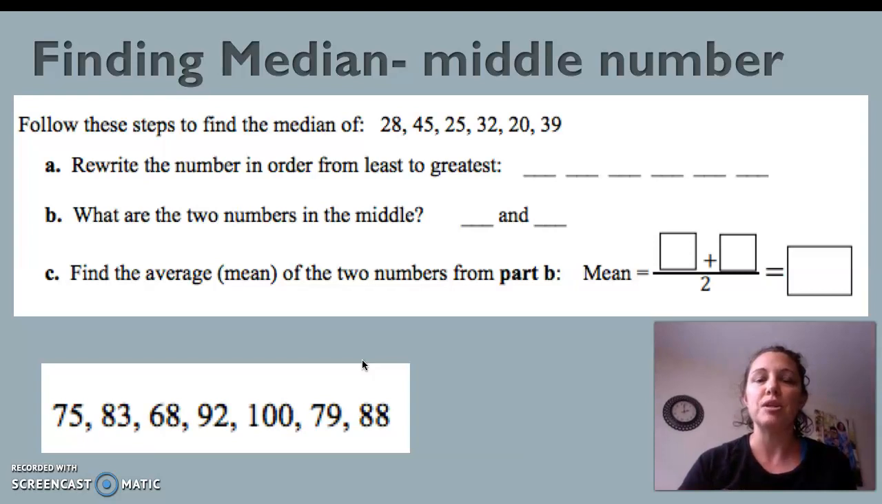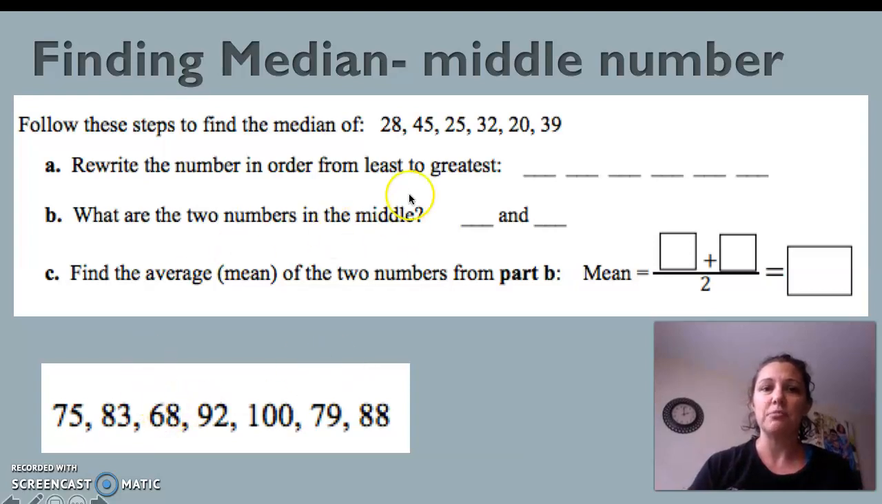Median is middle. But in order to find a median, something has to happen first. It is very, very important that your numbers are listed from least to greatest. If you just jump right in to find the middle number without checking that they are in order, you're going to get it wrong. So in my list here, 28, 45, 25, 32, 20, and 39, we can see that those are not in the correct order. They would look like this: 20, 25, 28, 32.